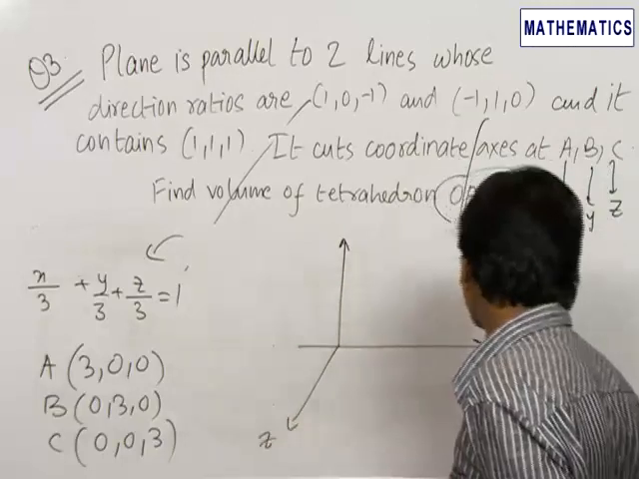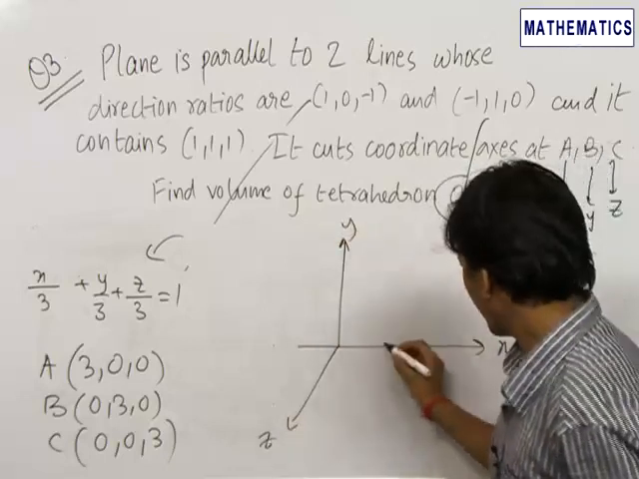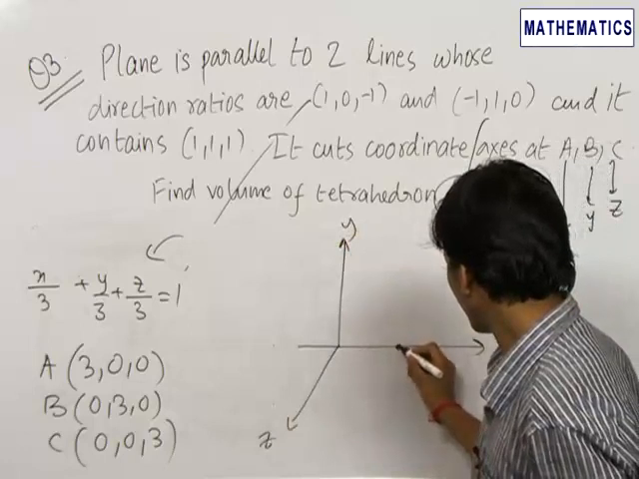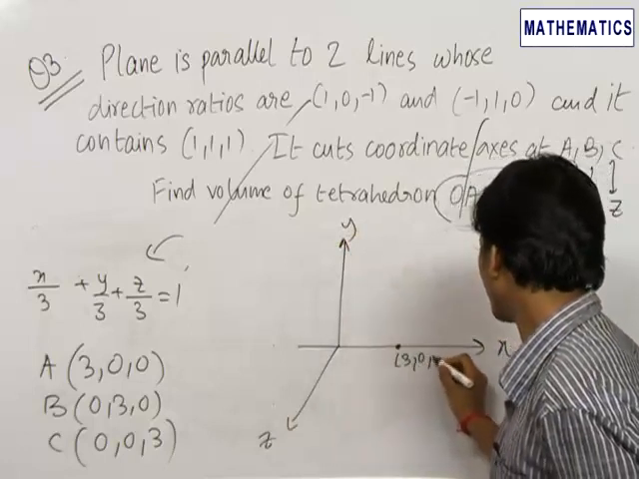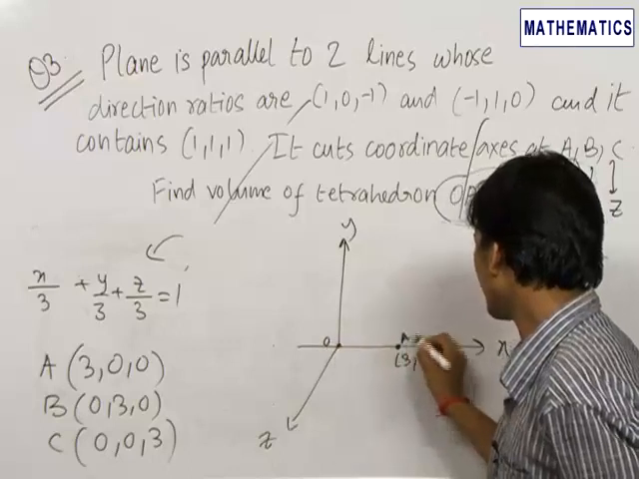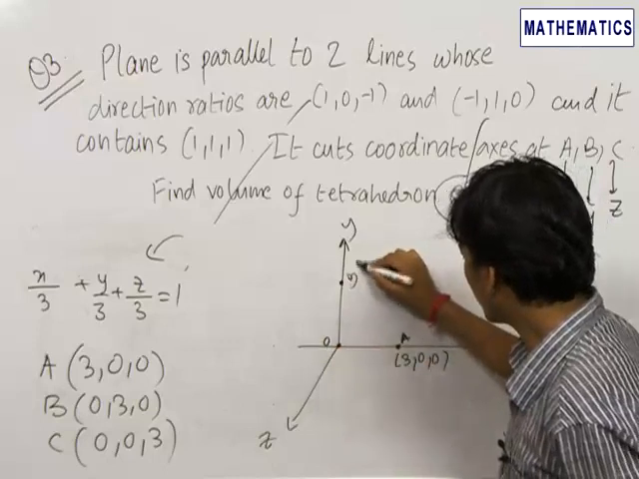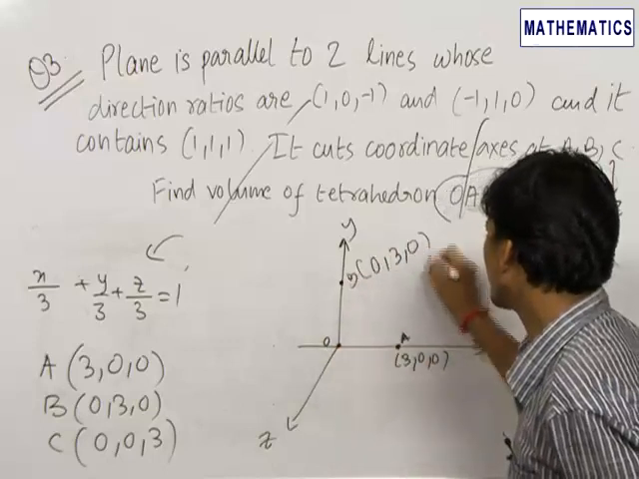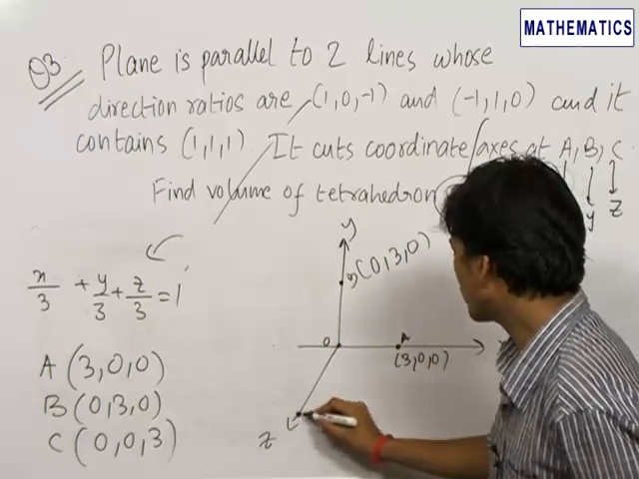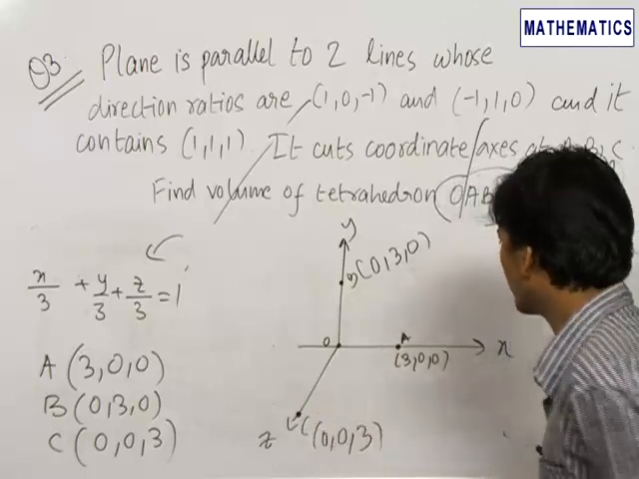This is the Z, this is the X, and this is the Y axis. Now point A is (3, 0, 0). This is point O, that is the origin. This is A. The B point is here, that is (0, 3, 0). The C point is here, that is (0, 0, 3).